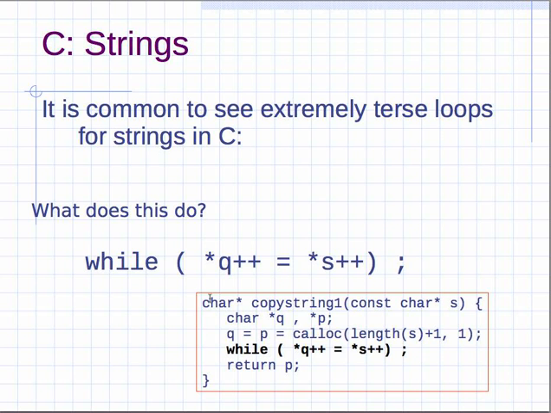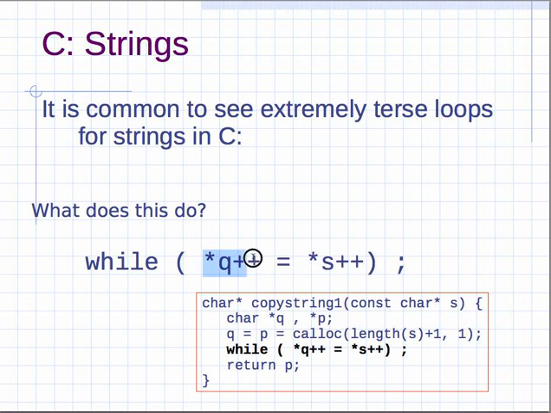So here is the context in which you might use something like this. If you haven't figured it out, you can think about it and pause the video right now, because I'll give you the answer. All this does is copy. It copies everything from S into Q. How does it know when to stop? Well, assuming the source does have a null termination character, eventually it will assign the null to Q.